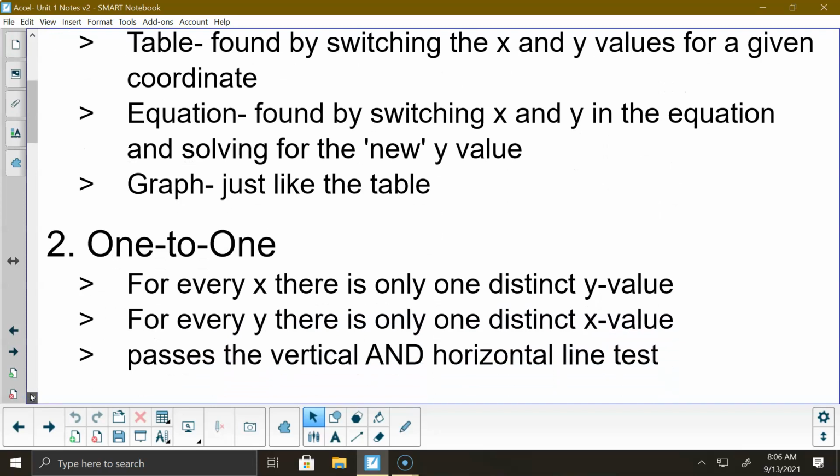All right, so here's the definition of one-to-one. One-to-one is a special subset of functions where for every one x, there's only one distinct y, but the opposite is also true. So for every one y, there's only one distinct x. This means it needs to pass the vertical and the horizontal line test. So quadratics are not one-to-one. Absolute value functions are not one-to-one. Anything that has two sides to it, basically, is not one-to-one.